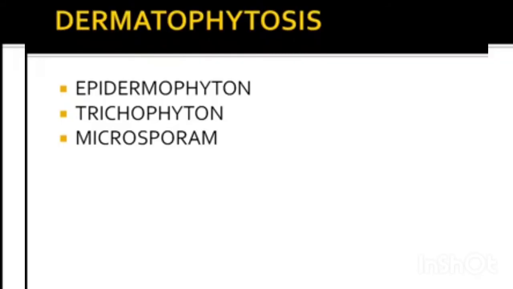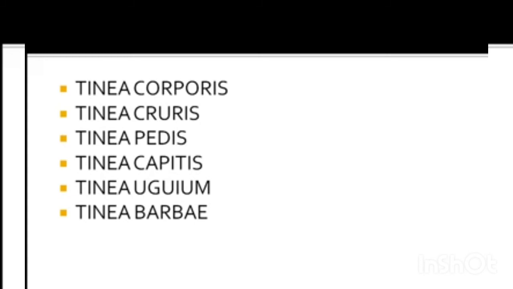Cutaneous mycosis. Cutaneous mycosis is done by three important fungi: epidermophyton, trichophyton, and microsporum. These three cause dermatophytosis. They are also called dermatophytes. They can do tinea corporis, involving the whole body, tinea cruris, tinea pedis, tinea capitis, involving the head, tinea unguium, involving the nails, tinea barbae, involving the beard.